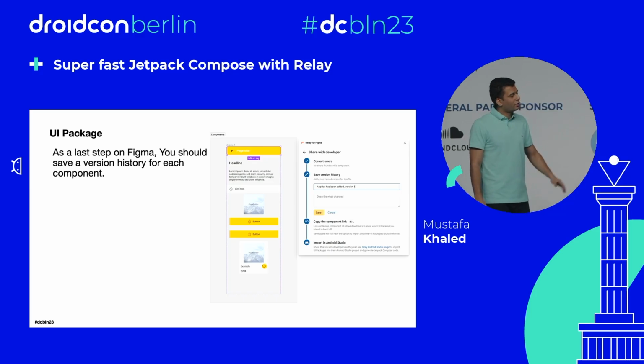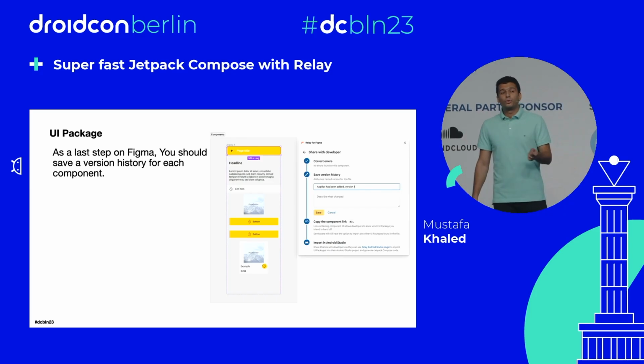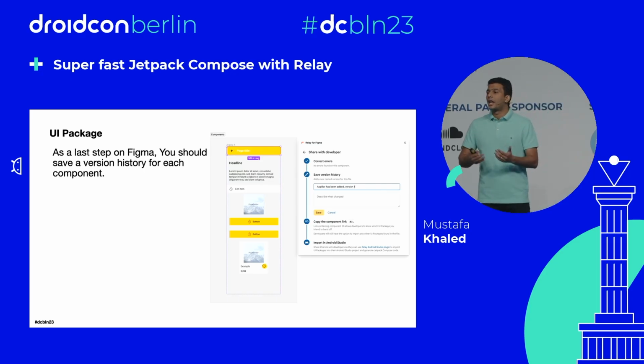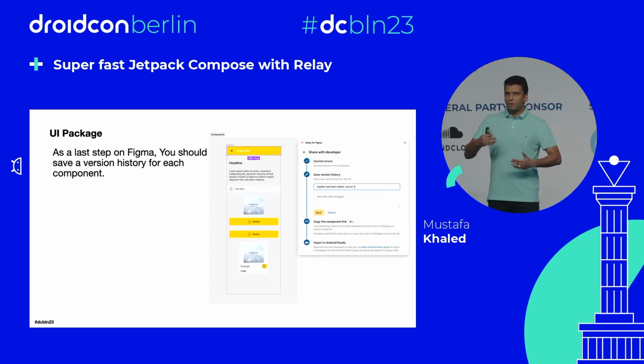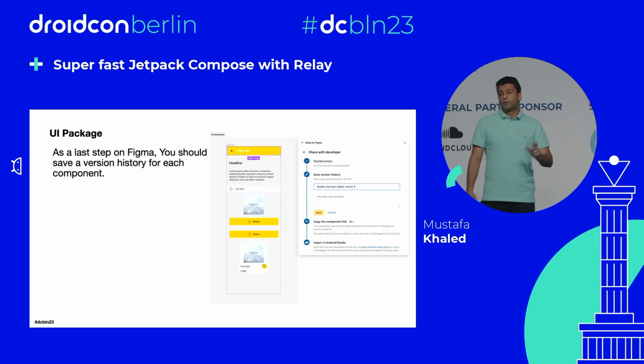In that case, you will be in the last step for creating the UI package, where you should write a version history, because for some reason you may have a lot of changes for the same component in the future. So instead, you should keep track of the versions in general. You may write, for example, app bar has been added, version 1, and if you have other updates in the future, you can have this kind of versioning.